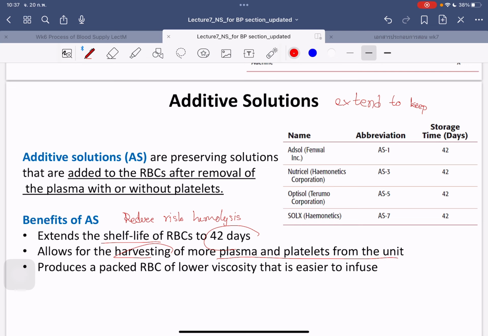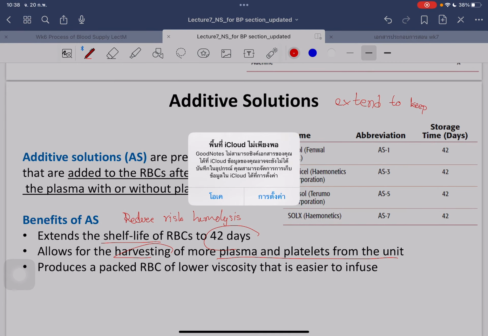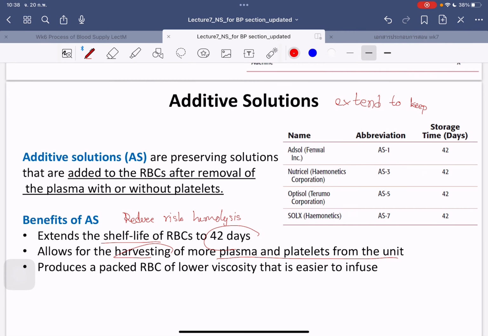So when you use CPD together with additive solution, the benefit is that when you remove plasma and use additive solution, you can extend the shelf life to 42 days. It's not just that one, because it has already been confirmed that it can increase the viability of the cells, and the red blood cell should function normally.